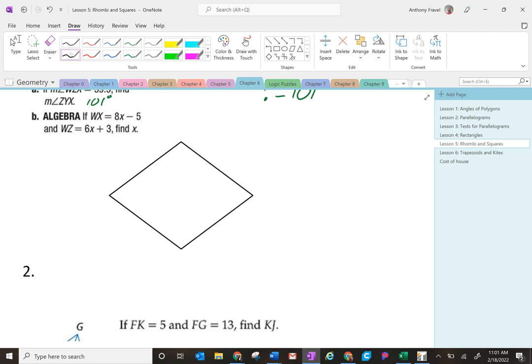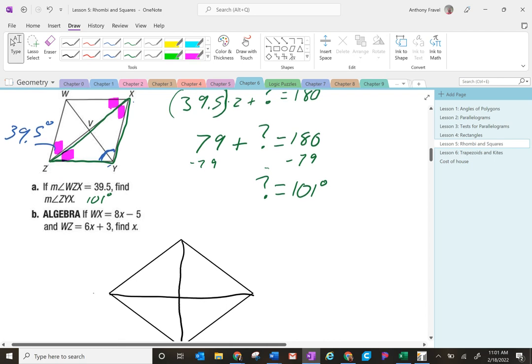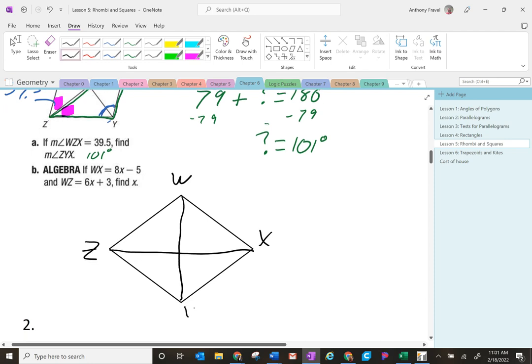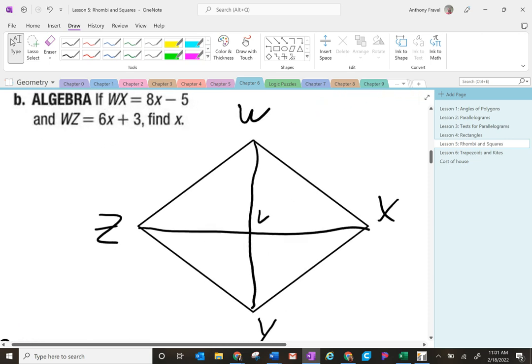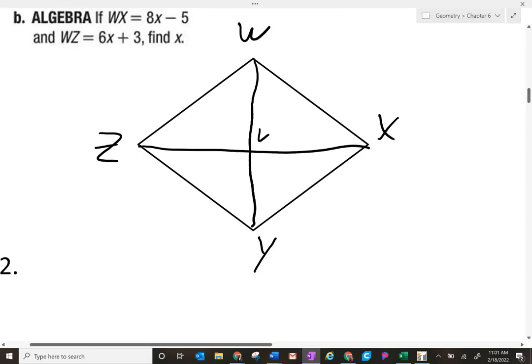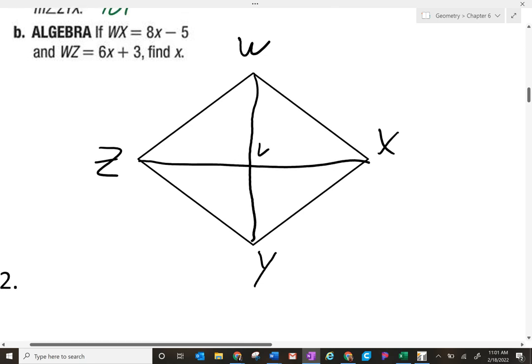All right, I'm going to draw some lines going straight across it. That one goes there. This one goes there. My letters were, I'll say Z, W, X, Y, and V. Again, I'm using this just because that's the only shape I can make that looks a little bit prettier. It says WX is 8X minus 5. And then it says WZ. Yeah. WZ is 6X plus 3.